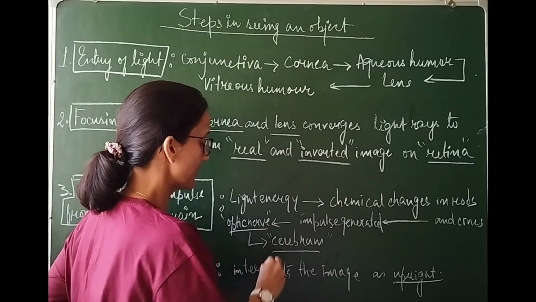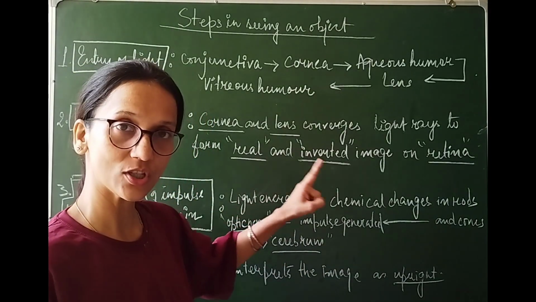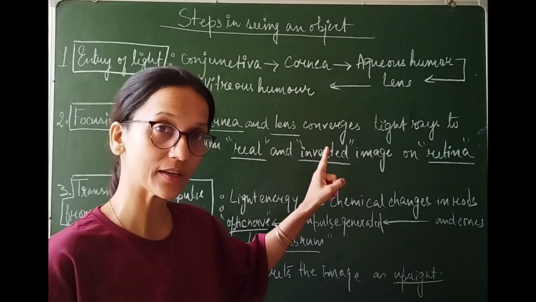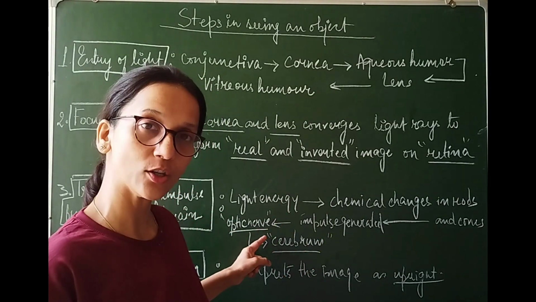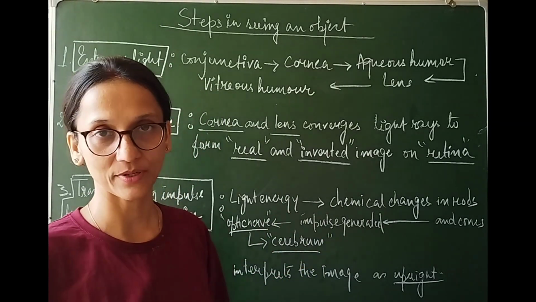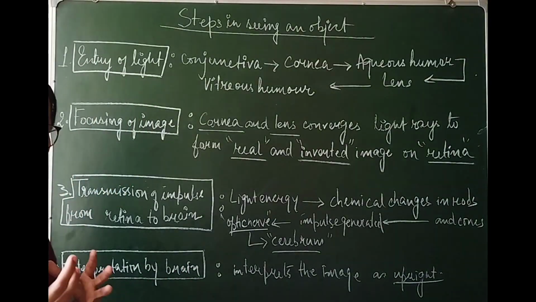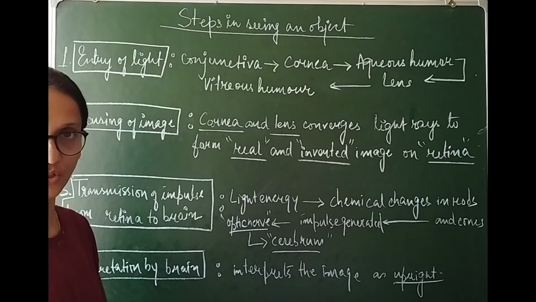In the cerebrum. So you must know that light energy is converted to chemical energy, and this chemical energy brings changes in rods and cones, generates an impulse, which is picked up by the optic nerve and sent to the cerebrum of the brain. The final step is how the brain interprets the message that comes to it.